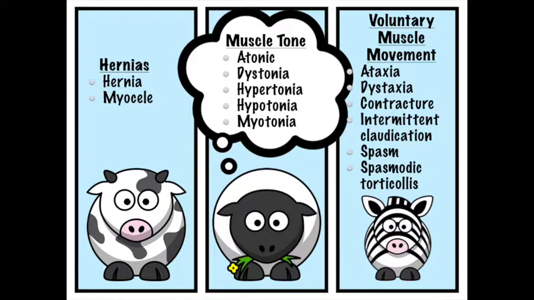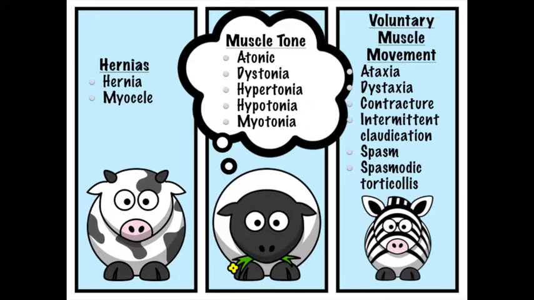Hypertonia is a condition of excessive tone of the skeletal muscles with an increased resistance of muscle to passive stretching. Hyper meaning excessive, ton meaning tone, and ia meaning condition. Hypotonia is a condition of diminished muscle tone of the skeletal muscles with decreased resistance of muscle to passive stretching. Hypo meaning deficient, ton meaning tone, and ia meaning condition.